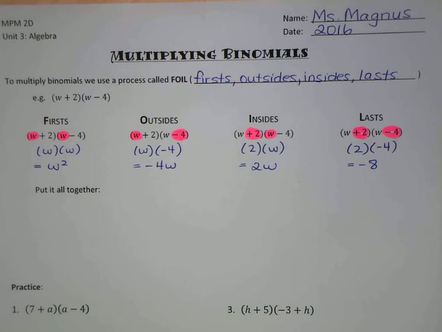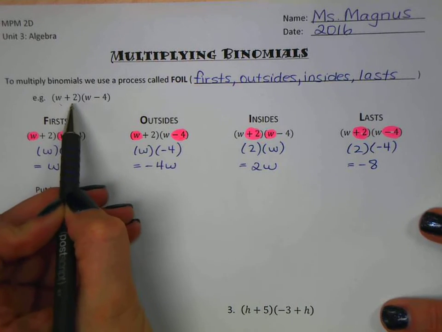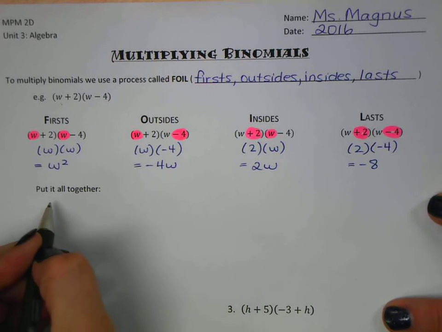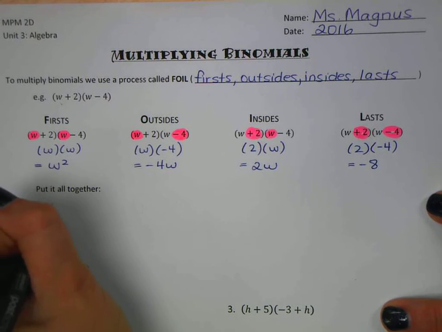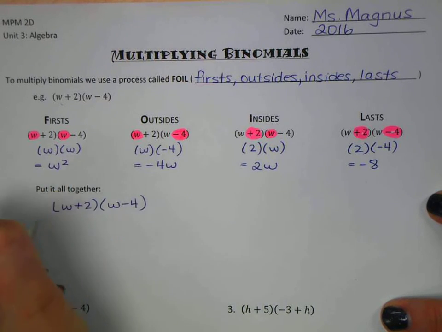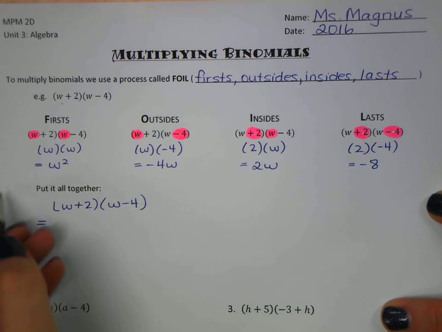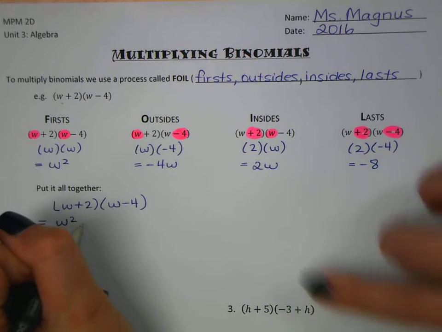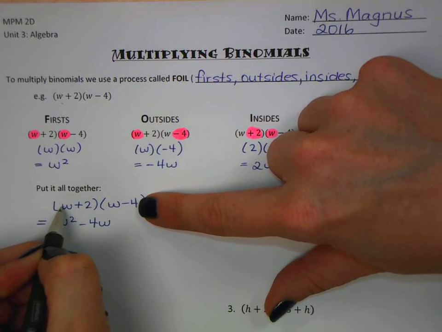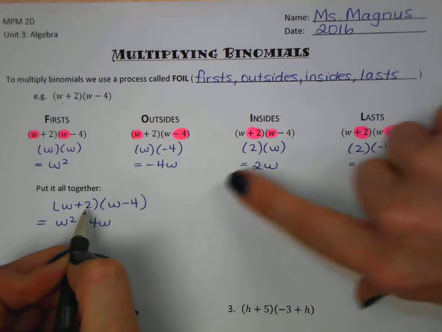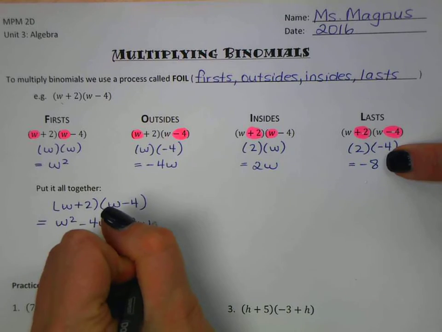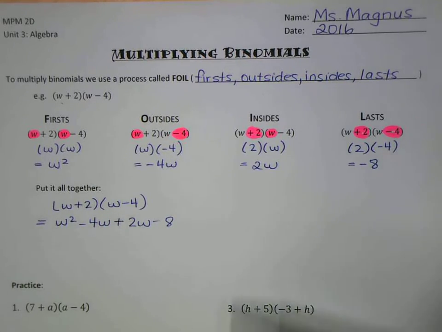But to actually have the answer to multiplying our two binomials together, we need to put each of these separate things into one line. So if we put it all together, we've got w plus 2 times w minus 4. Make sure to line up your equal signs, please. So we've got w squared minus 4w, so firsts. Then we have the outsides, w times -4. Then the insides, 2 times w. And then the lasts, -8. So we call this step expanding.